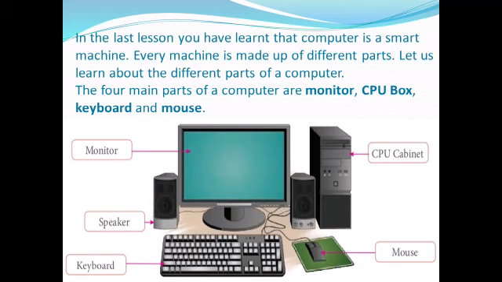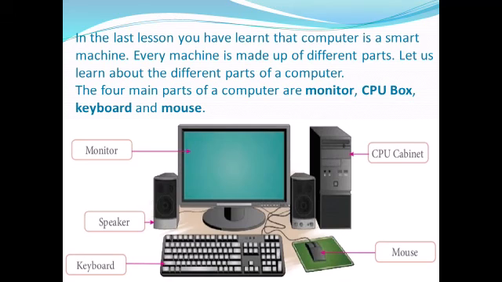In the last lesson, you learned that a computer is a smart machine. Every machine is made up of different parts, like a bicycle is a machine and is made of two tires, handles, chain, pedal and many other parts. So let us learn about the different parts of a computer now.